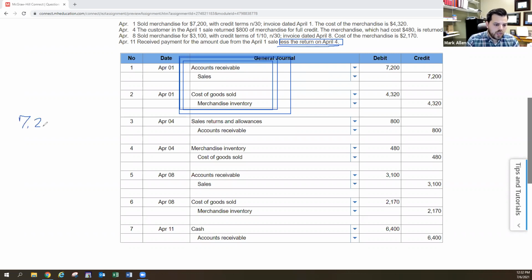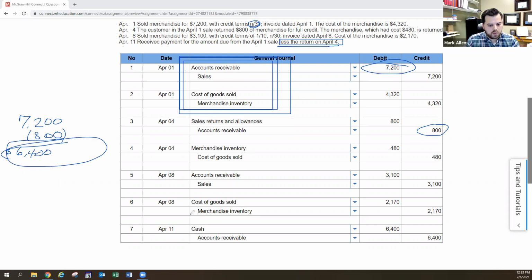Well, in the initial situation, we set up accounts receivable for 7,200. When they returned some stuff, we credited accounts receivable for 800, bringing that down. So the amount that they actually owed me at this point in time was $6,400. And now the only thing I've got left to consider is, was there a discount offered? We look back at the terms, and there was no discount. So this is the actual amount that they'll be paying. That's where this 6,400 comes from.